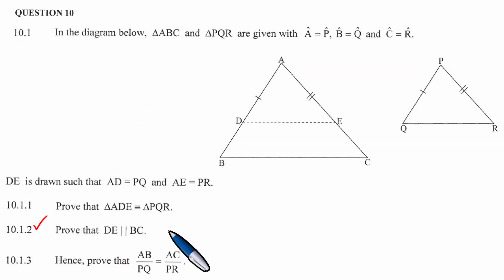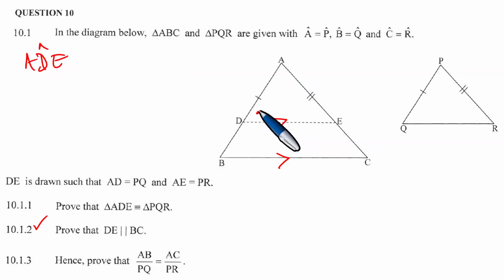Prove that DE is parallel to BC. How do you prove that DE is parallel to BC? We proceed as follows. Let's prove this one. Anyone home? This is too easy. To prove that DE is parallel to BC, we say angle ADE.